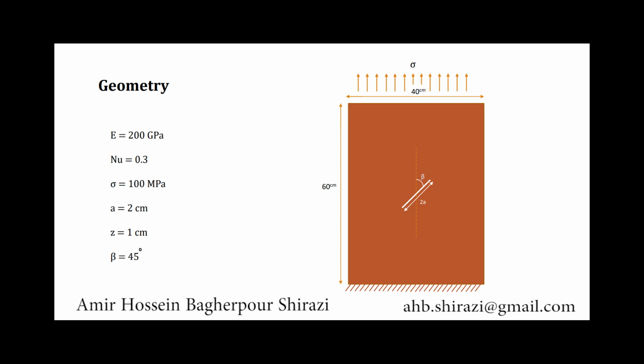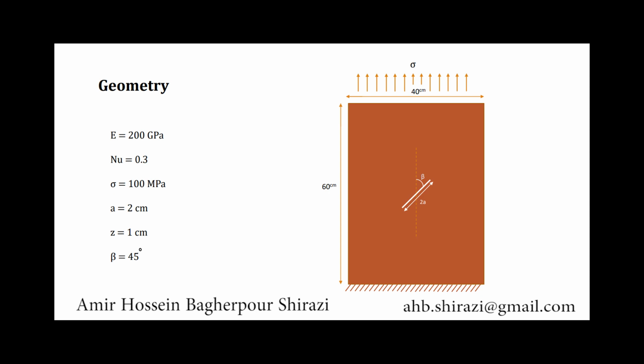In this video we are going to find out stress intensity factors for a center crack on a 2D plate using ABAQUS. This is the geometry and material properties for this problem, as you see. We fixed the part from the bottom and also a tension force of 100 MPa is applied on top. The crack is placed at the center with an angle of 45 degrees.